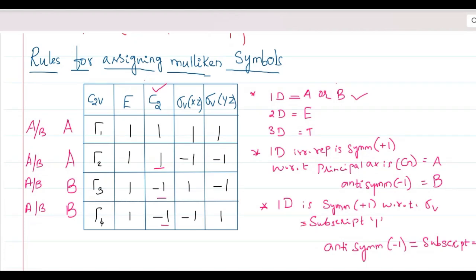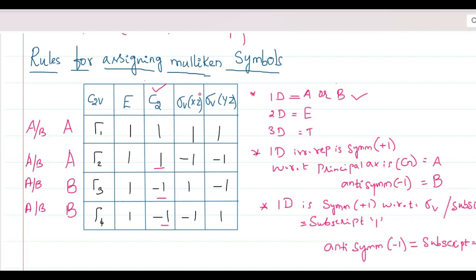Okay, that will be 2. Again, I am repeating: the one-dimensional irreducible representation is assigned subscript 1 if it is symmetric, plus 1, with respect to sigma V or the subsidiary axis. In case subsidiary axes are present other than the principal axis, the C2 axes are said to be subsidiary axes. If that is the case, subscript 1 has to be assigned. If it is antisymmetric, subscript 2 has to be assigned.